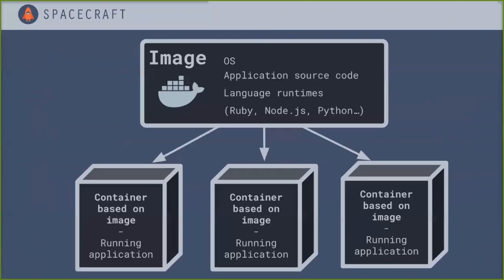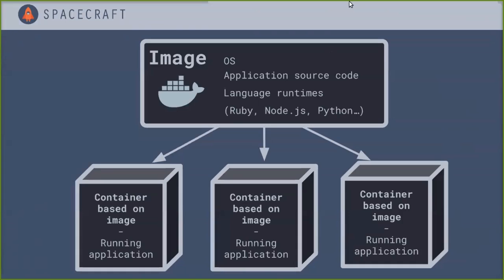So here we have our image at the top. Like I said, an image is just a file that lists everything that should be in a container. We have our operating system, our application source code, and, for our project, the language runtimes. So we have Ruby, Node.js, and Python. When we want to create a container, the image just serves as a blueprint to create that container. And in each container, we have everything there for us and we can run our application.